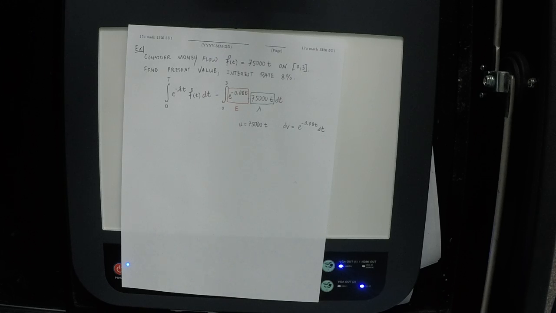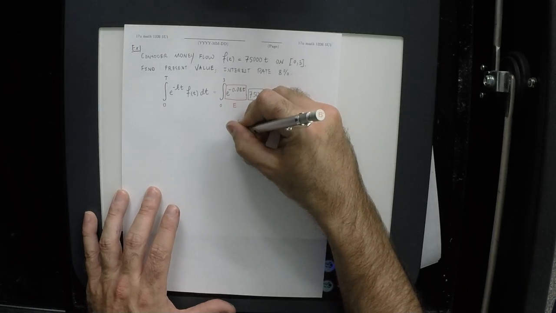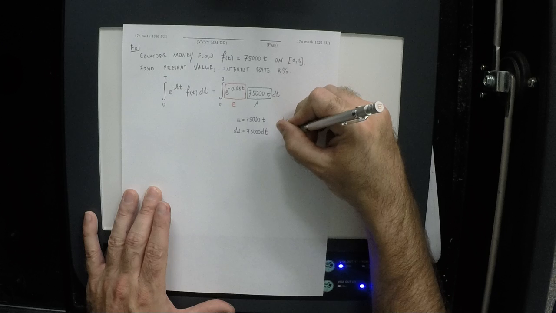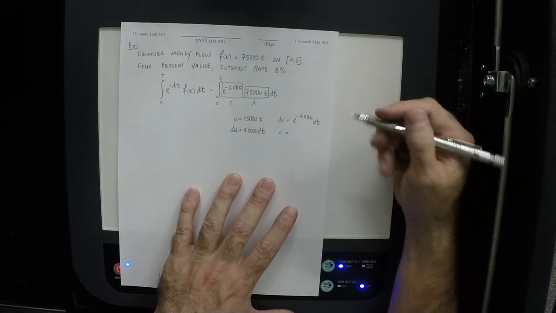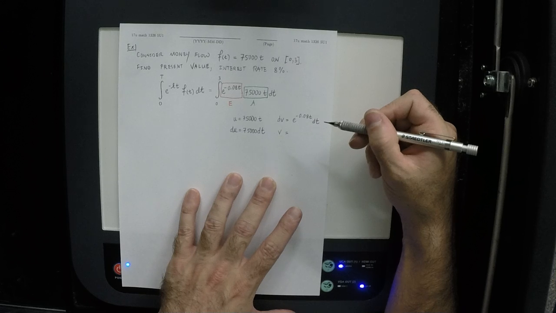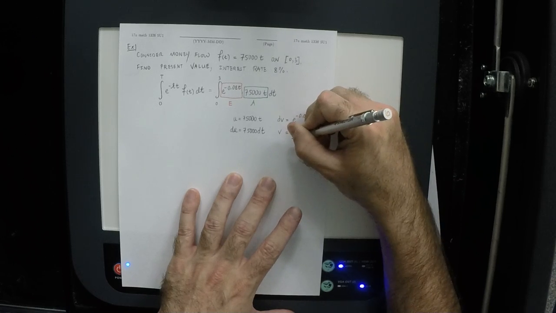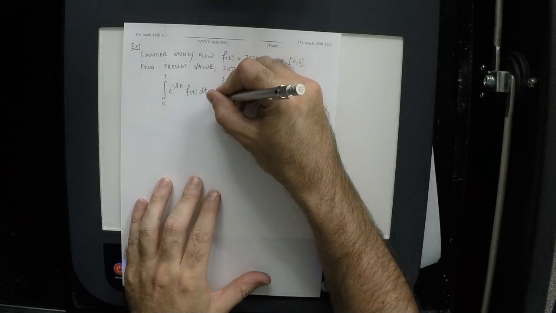Then the right-hand side of integration by parts has four pieces. We currently have two, but we can use these two to find the other two. What other piece can we find from U? DU. So DU is 75,000 dt. And then from DV we can get V. So what is the antiderivative of that? Very good. Okay, that's all the pieces we need.